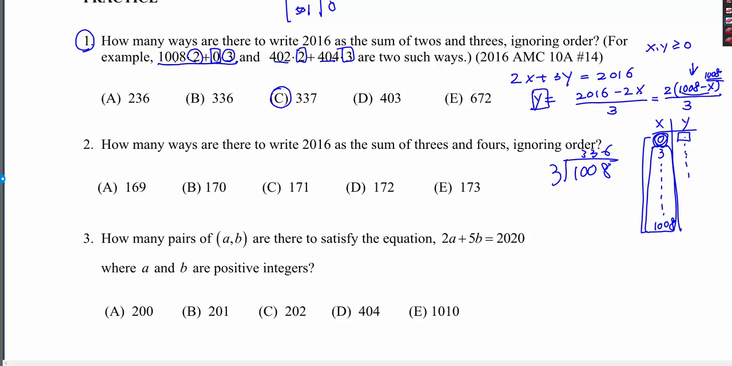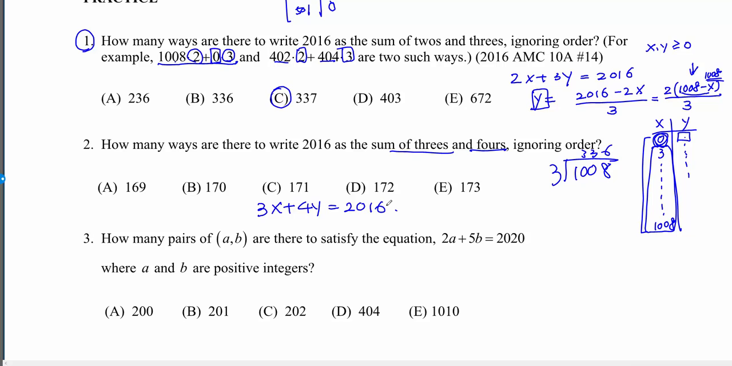How many ways are there to write 2000? We did this one. Is a sum of 3 and 4s. Oh, a little different question. Okay. Almost, I thought it's the same question. Yeah. So the equation is 3x plus 4y equals 2016.